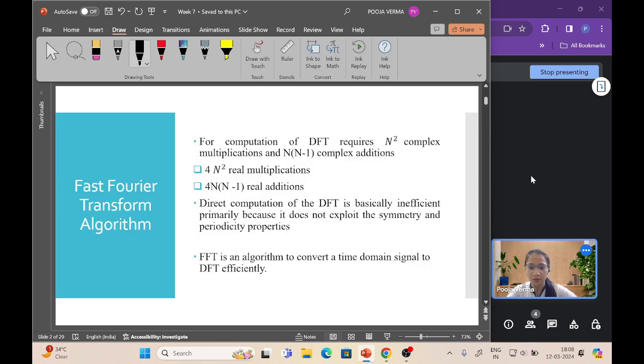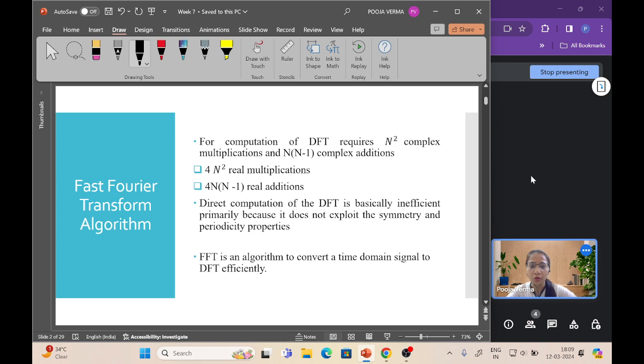Okay, so let us start this week's content. I hope all of you have gone through it. The content for this week is the fast Fourier transform algorithm. The fast Fourier transform algorithm is basically a way to convert a time domain signal to its DFT efficiently. This is not a unique algorithm; there are many algorithms available for solving DFT problems.